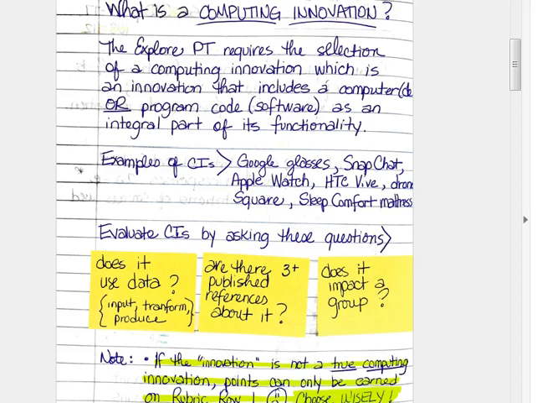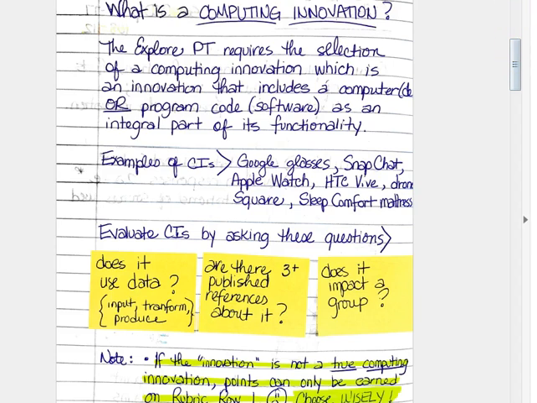And then the last thing I would caution you when you're vetting your innovations is, if the innovation is not a true computing innovation, in other words, if it is a machine, for example, a regular mattress as opposed to the Sleep Comfort mattress, or a regular Timex watch as opposed to the Apple Watch, if what you pick is a machine and not a computing innovation, you are going to be limited to 1 point out of 8 on this task. And that is not what we want. So please choose wisely so that you're going to have the best foot forward.